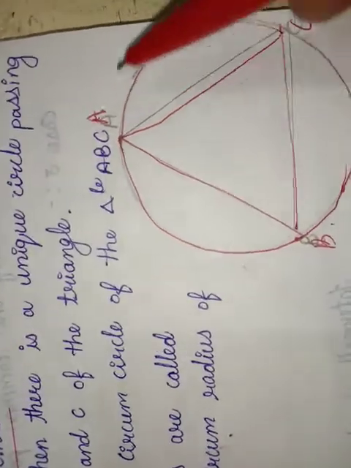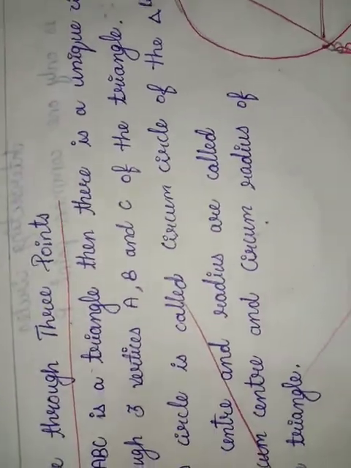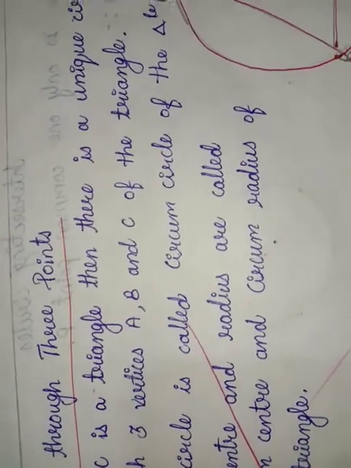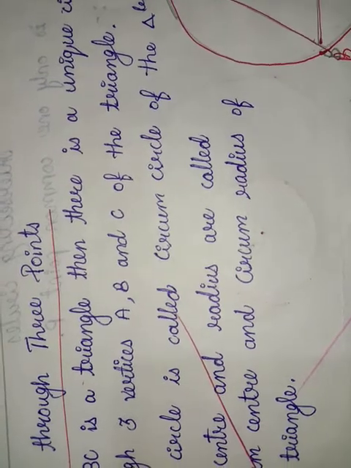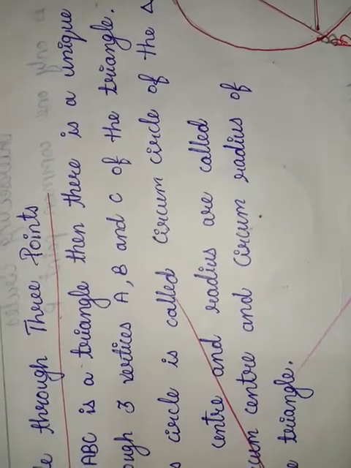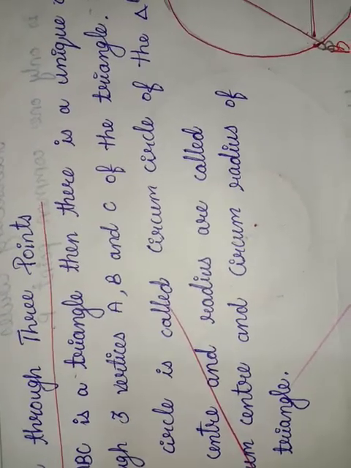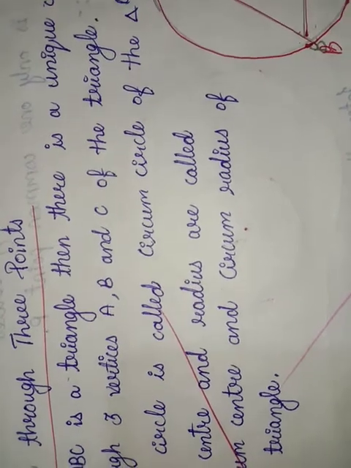Circle through 3 points. On this circle, we can see 3 points. If ABC is a triangle, then there is a unique circle passing through the 3 vertices A, B and C of the triangle. This circle is called the circumcircle of the triangle ABC.